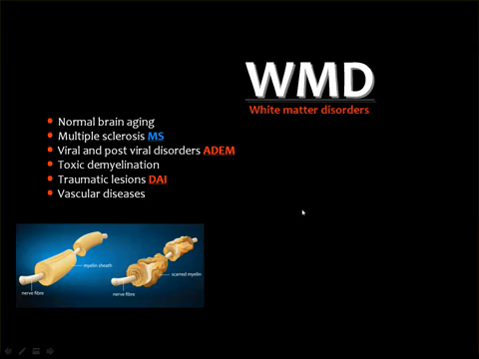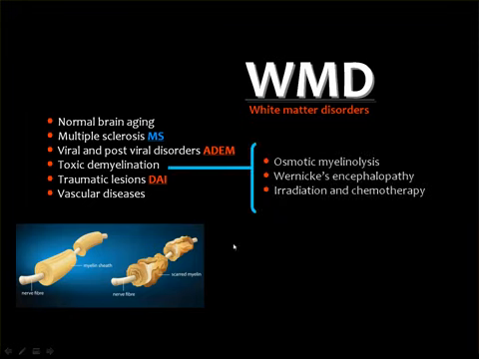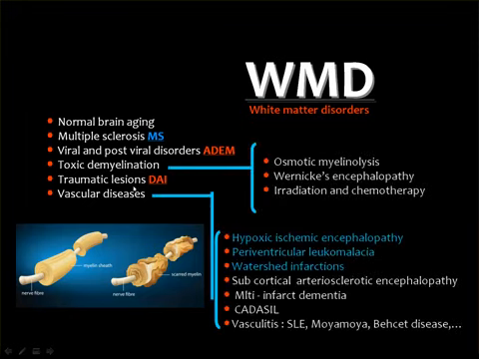In this area of the demyelinating diseases, we have what's known as the normal brain aging, the MS, the viral and post-viral disorders, including the acute demyelinating encephalomyelitis, toxic demyelination, traumatic lesions, and the vascular lesions, including the hypoxic ischemic encephalopathy, the periventricular leukomalacia, the watershed infarction. These lesions will be discussed in the pediatric cerebrovascular stroke.